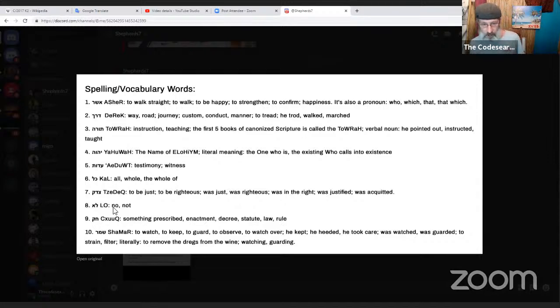Lo is number 8, and it means no or not. It is a Lamed and an Aleph, right? And then number 9, Chok, which is a Het and a Qof, is something prescribed, enactment, decree, a statute, a law, or a rule. Shamar is number 10. It means to watch, right? It's the root word where we get shomer. Shomer is the watchman, the guardian. Shamar is to watch, to guard, to keep, to observe, to watch over. It is a Shin, Mem, Resh.